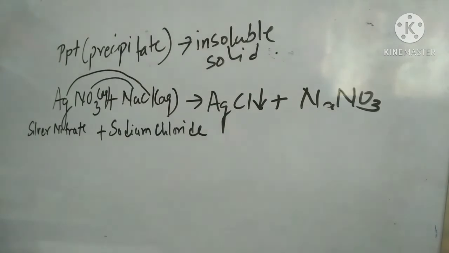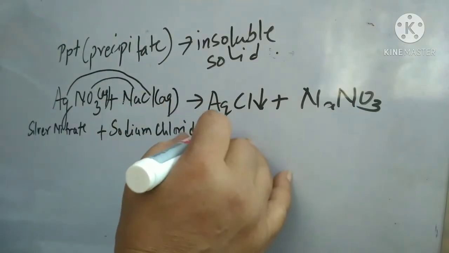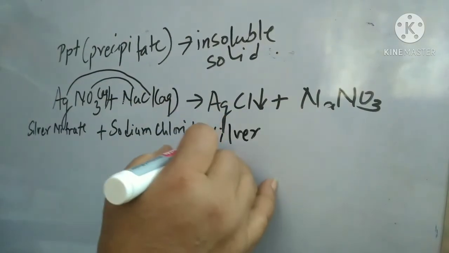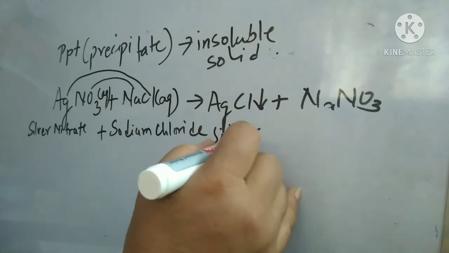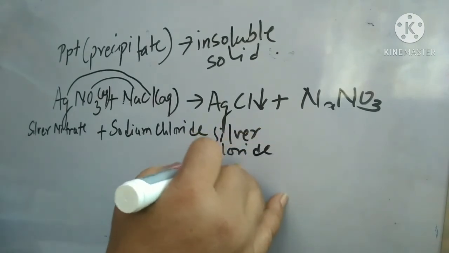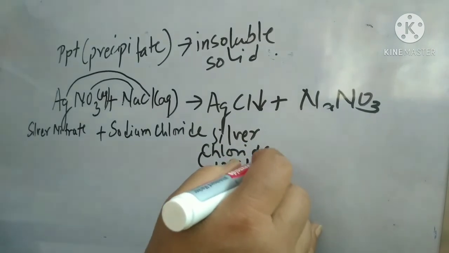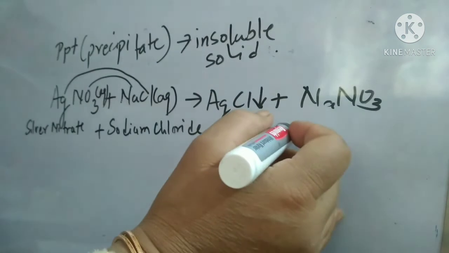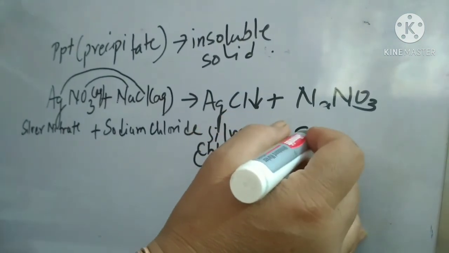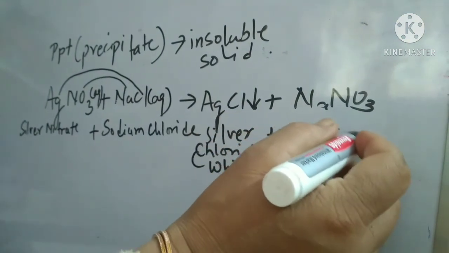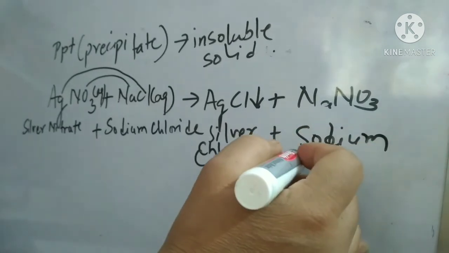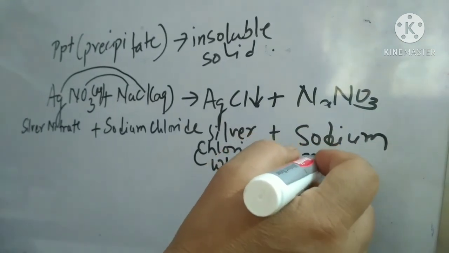Now silver chloride is your precipitate, that is white in color. Here I am writing in the word equation form also: silver chloride, which is a white precipitate, plus sodium nitrate solution.